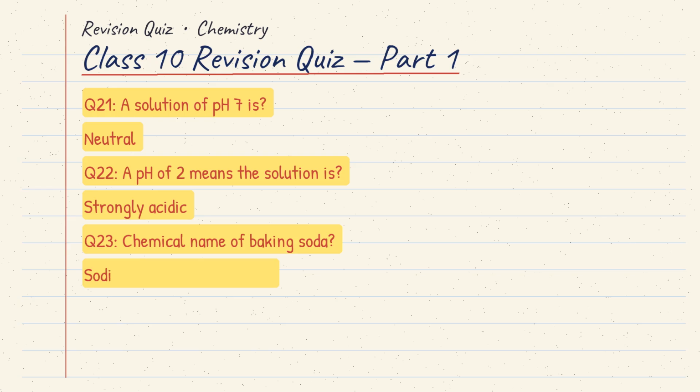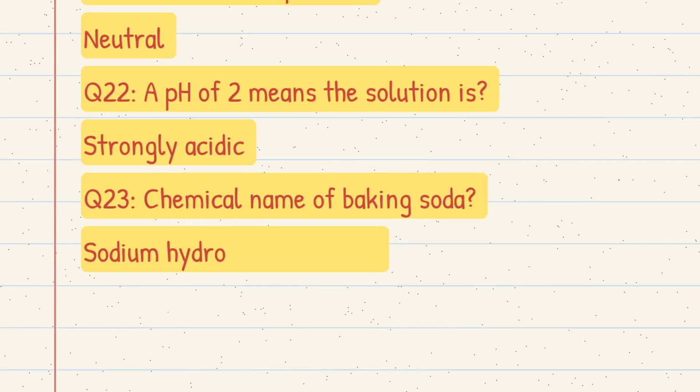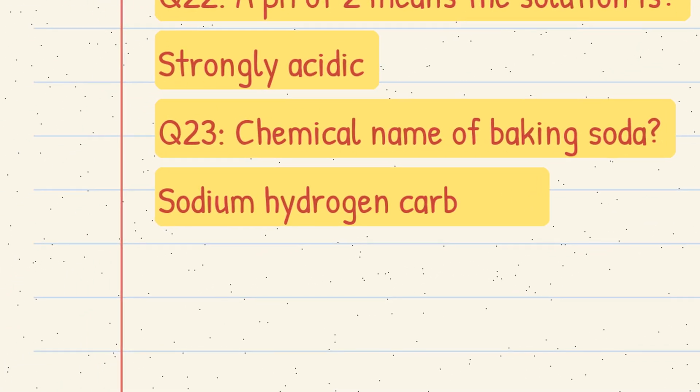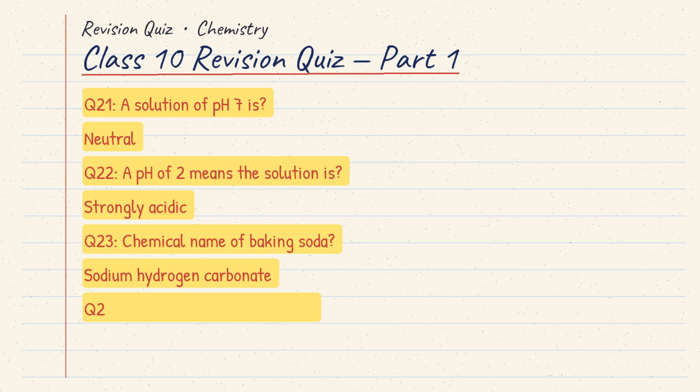The answer is sodium hydrogen carbonate. It is used as an antacid. Question 24. Plaster of Paris is used for? Pause and think.